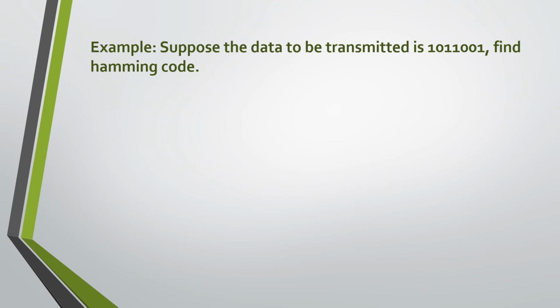Then there is an example related to Hamming code. The example is, suppose the data to be transmitted is 1 0 1 1 0 0 1. Then find the Hamming code related to that data. So using the general algorithm for Hamming code, first we want to find the number of parity bits and then find the value of each parity bit.